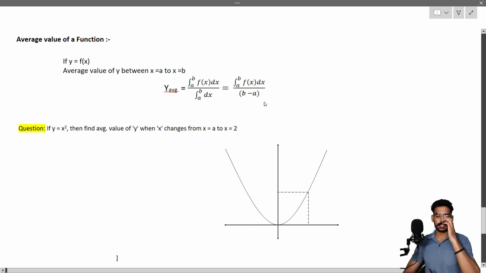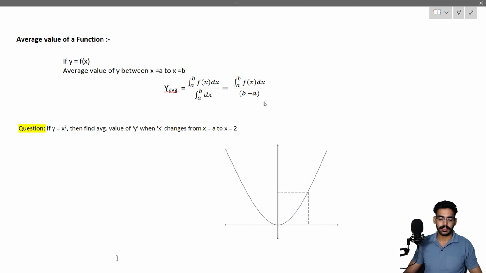Now what else can we use integration for? We can use integration for calculating the average value of a function. What is the formula for the average value? First, you see that at every single point f(x) is changing, right? So for every x there is a y, right? You want to calculate the average value, so you add all those values.